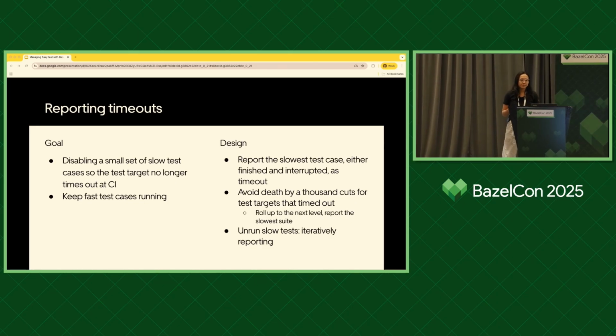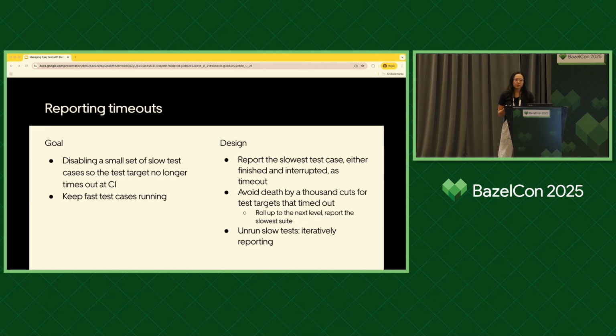So if too many subtests are slow, what we do is, if a subtest takes more than 25% of the test duration, then we would roll up to the parent test function to avoid the death by 1,000 cuts scenario. So this process continues iteratively until the test target stabilizes.